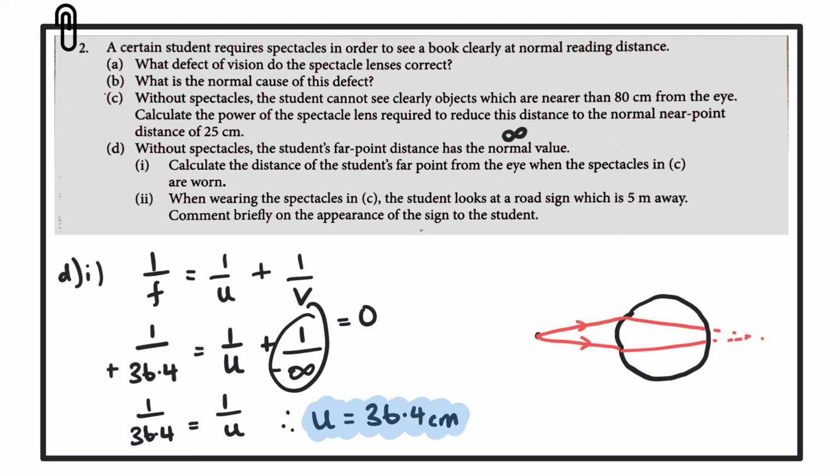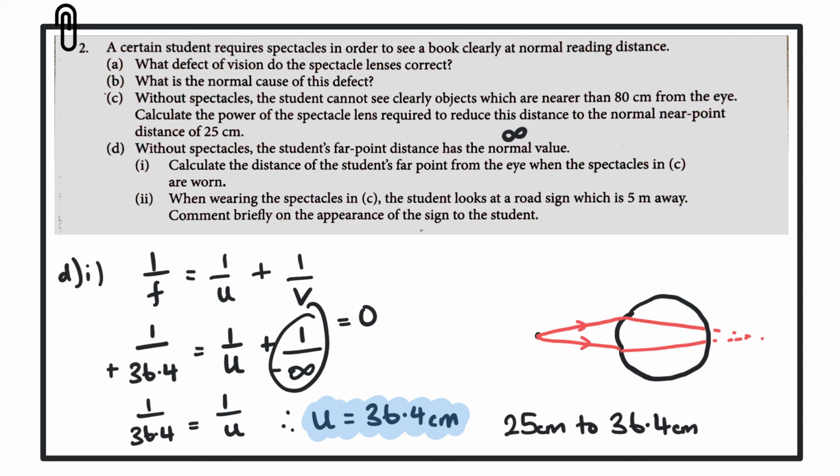So while wearing that glasses, we've determined already that the nearest thing they can see would be 25 centimetres, and the furthest thing they can see would be at 36.4 centimetres. So anything beyond 36.4 centimetres, the student would need to take off those glasses in order to see them clearly.